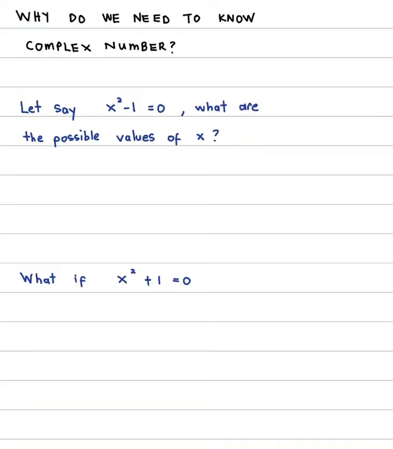Okay, now let's see why we need to learn complex numbers. Let's say you have x squared minus 1 equivalent to 0. What are the possible values of x? So basically it is solving x squared minus 1 equals 0.